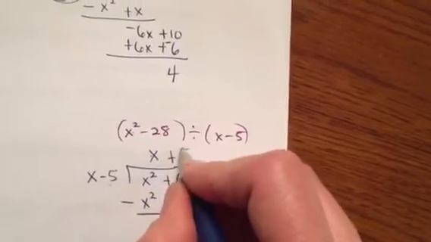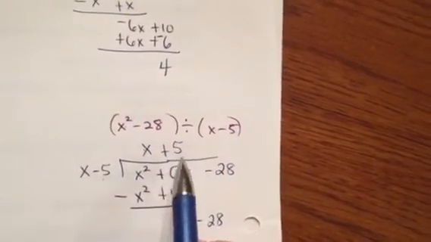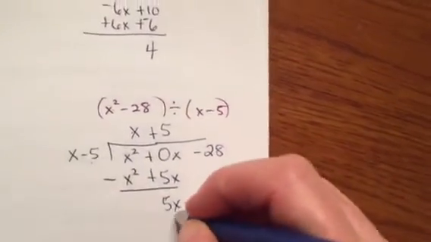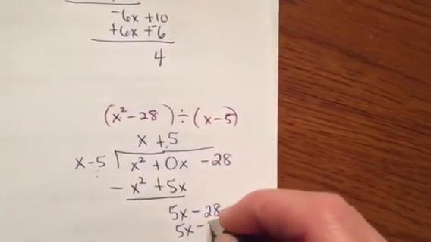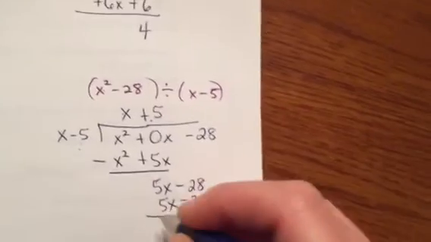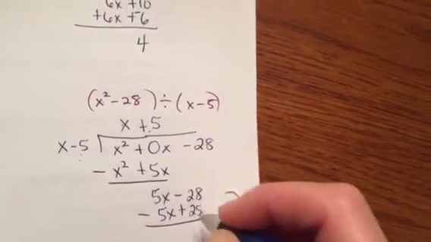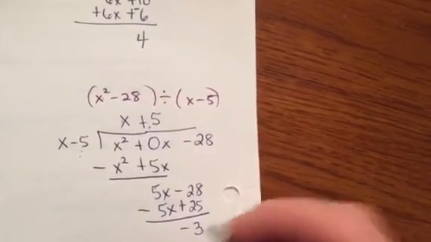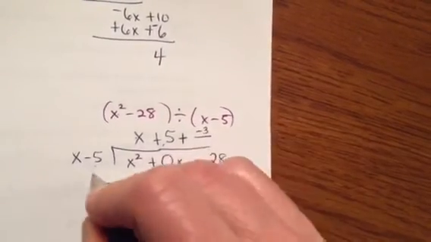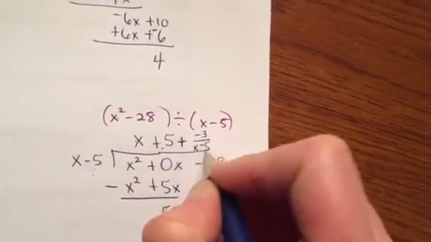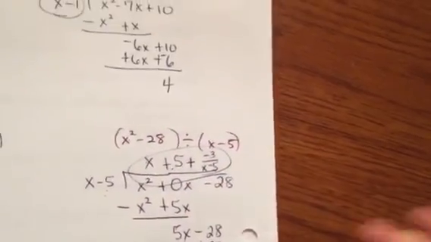And then let's see. I'm going to add on a 5 because why? 5 times x is what gives me 5x. 5 times negative 5 is a negative 25. Then I'm going to change my signs, which gives me a remainder of a negative 3. So I could add on my remainder of negative 3 over, what's my divisor? X minus 5. And that ugliness is my answer.